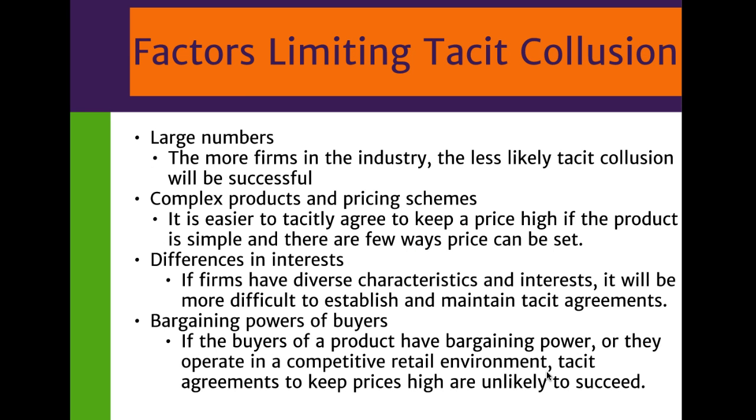Factors that limit tacit collusion. Although tacit collusion is common, it rarely allows an industry to push prices all the way up to what would be considered a monopoly level. Collusion is usually really far from perfect as well. A variety of factors make it hard for an industry to coordinate on high prices. The first one is large numbers.